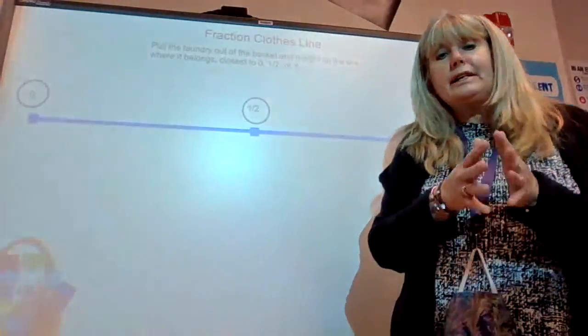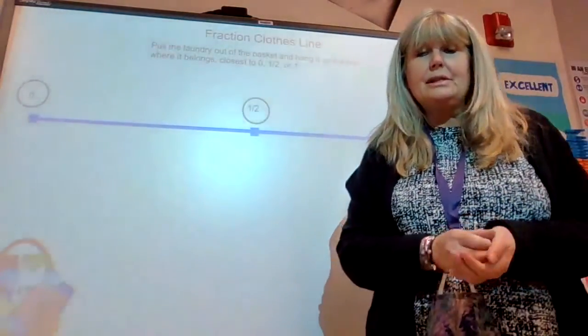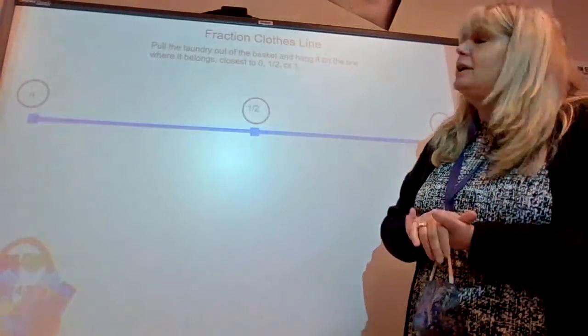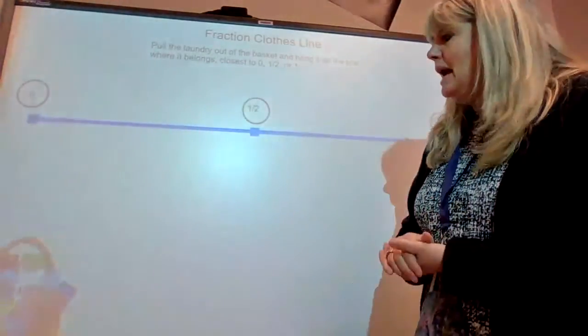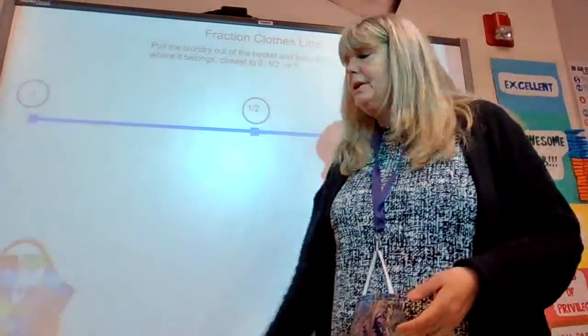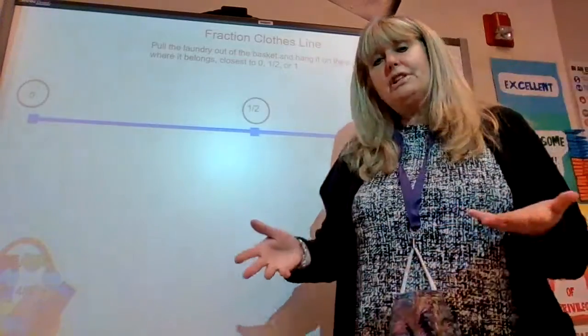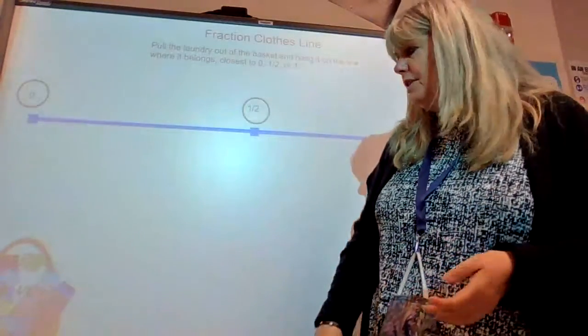Okay, boys and girls, we're going to continue on with our estimating of fractions, whether it's closer to 0, half, or 1. So we have something called fractions on the clothesline, and we have a whole bunch of clothes down here. We have a number line with 0, half, and 1, and we're going to talk about and figure out where these clothes fit on this clothesline.